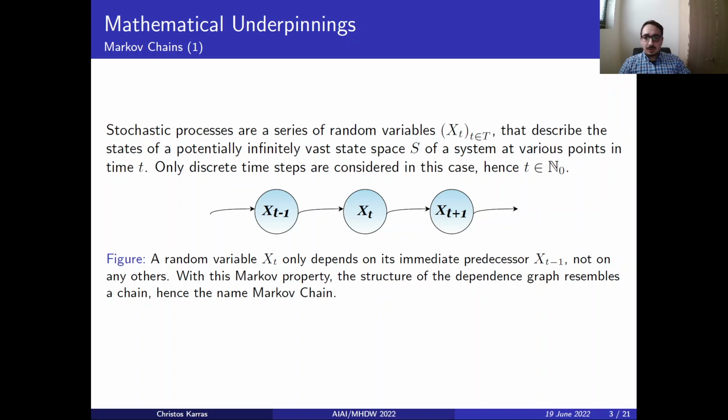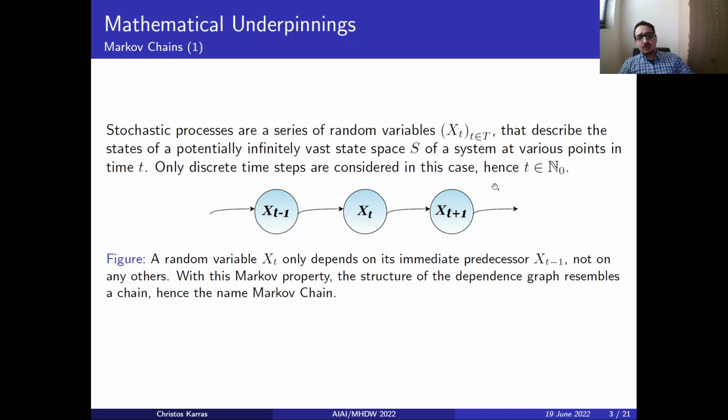Here we have the mathematical underpinnings for the Markov chain. Stochastic processes are a series of random variables that describe the states of a potentially infinitely vast state space S of a system at various points in a given time t. Only discrete time steps are considered in this case.